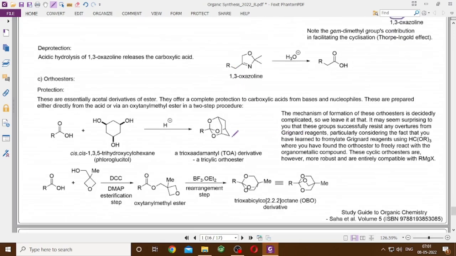And finally, we have the orthoester, the cyclic orthoester. One of the orthoesters is being prepared from phloroglucitol. That's the completely reduced all-cis form of phloroglucinol. Phloroglucinol you met in your studies in tautomerism. Here you have phloroglucitol. The phloroglucitol reacting with carboxylic acid gives rise to a trioxaadamantyl or TOA derivative.